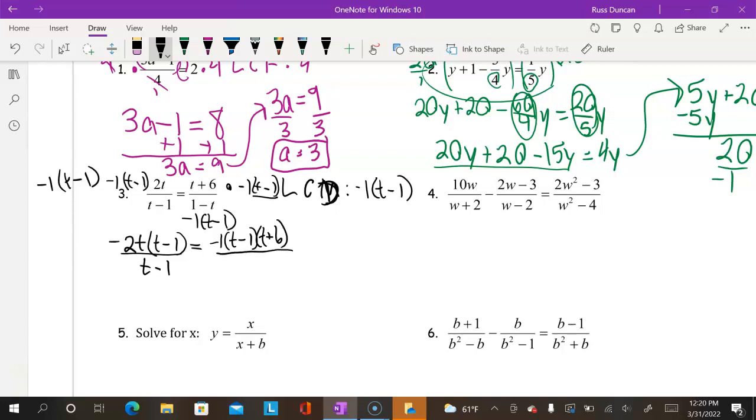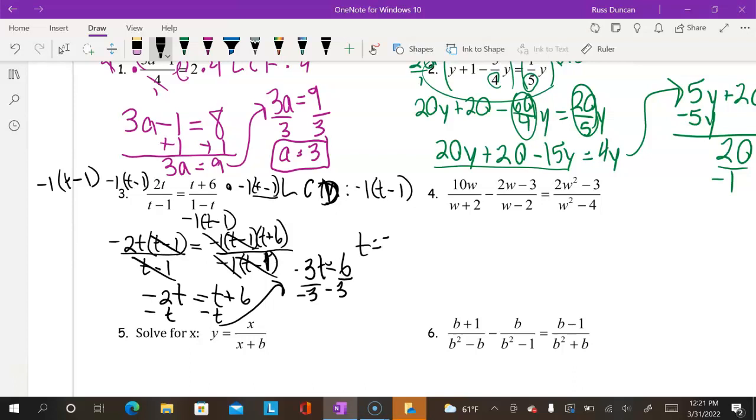Now you can do all this multiplying, but I would not suggest it, and here's why. The reason we're doing this is so this will happen: those will reduce each other out. So all we're left with is negative 2t equals t plus 6 minus t, negative 3t equals 6.